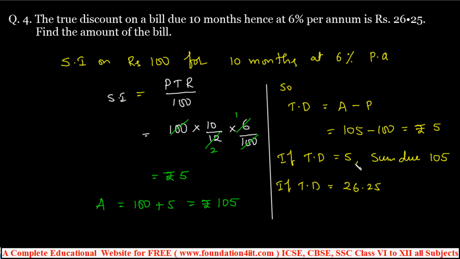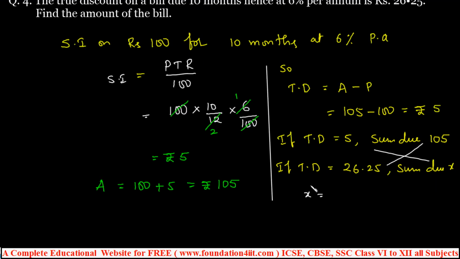So the true discount is 5, the sum due is 105. Then the true discount is 26.25, the sum due let it be x. Then we can calculate this by cross multiplication. 5 into x is equal to 26.25 into 105. Then x is equal to 105 into 26.25 divided by 5.